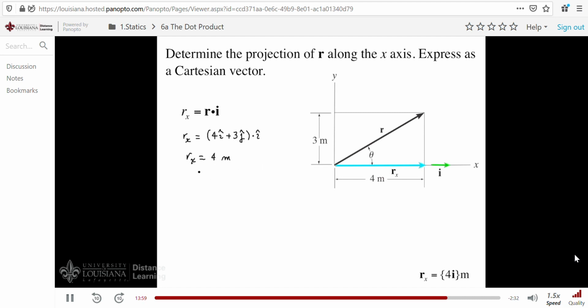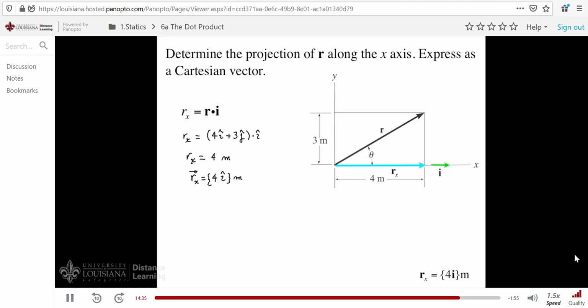Now let's say that I want to express this as a Cartesian vector. Well, that's pretty straightforward. If we do that, we can write r of x as a vector, equaling its magnitude, which we found to be 4, and its direction, which is defined by our axis, in other words, i. So here's our answer in Cartesian vector form. Simply take the magnitude that you find and multiply it by the unit vector that defines the axis, and you get your result, 4i meters.